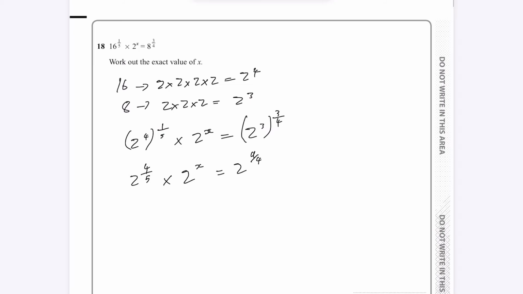Now, when you're working with indices, multiplying indices is the same as adding them. So if you look at just the powers, 4 over 5 plus x is equal to 9 over 4. So that's how you figure x out. So what do you add to 4 over 5 to get to 9 over 4? So you can do 9 over 4 minus 4 over 5, and that's 29 over 20, which is 1.45.